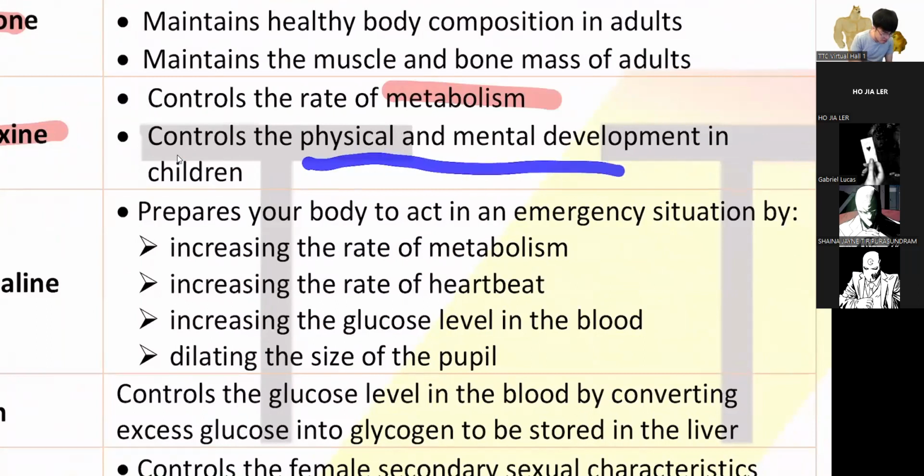So it controls the physical and mental development in children. Guys, children, if you ask, sir, why are children so annoying? Okay, I agree, children are really annoying. So why are they so annoying? Because they have very high metabolism. Children are supposed to have high metabolism. You won't see a child sitting there alone, really quiet, unless something is loud.